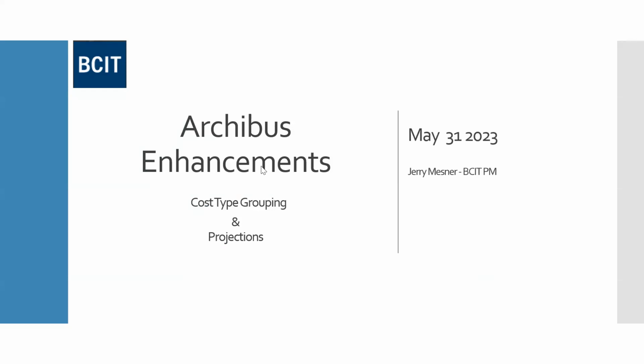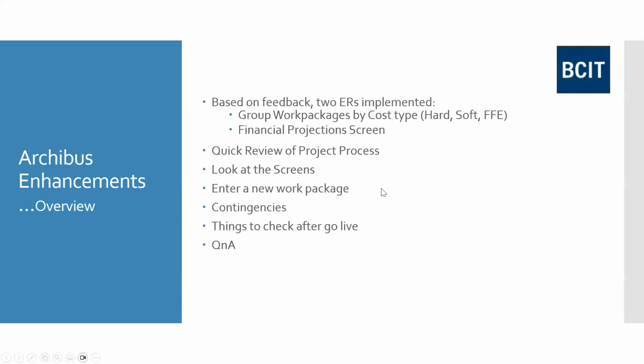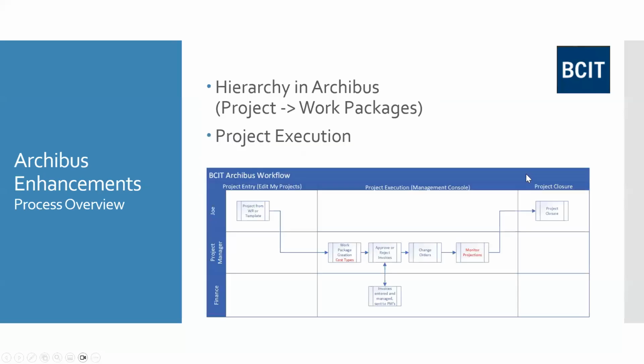So Archibus enhancements, as I mentioned, cost type grouping and projections, is what we're going to be looking at today. These are based on feedback, as I mentioned: grouping work packages by cost type, hard, soft, FF&E, and a financial projection screen, which is new for everybody. For the purpose of today's presentation, we're going to have a quick look at the project process. We're going to look at the screens, enter a new work package, talk about contingencies, things to be aware of after go live, and questions and answers.